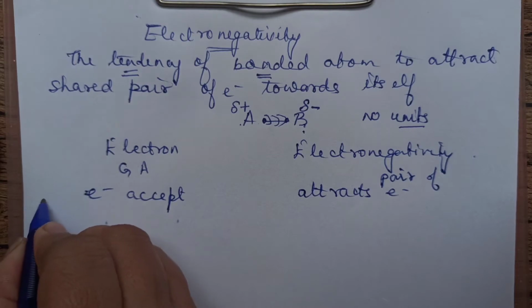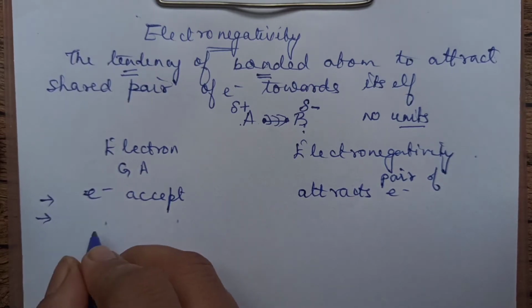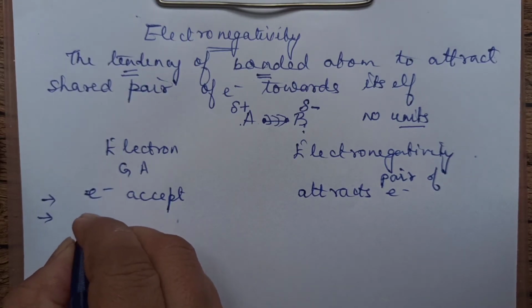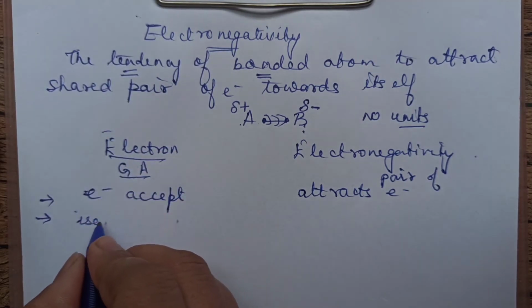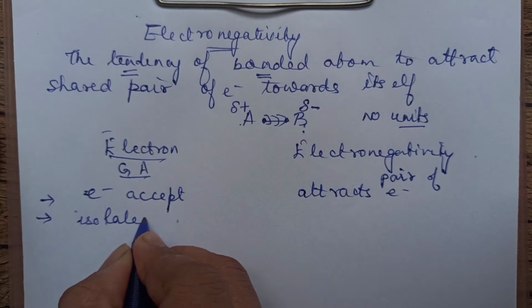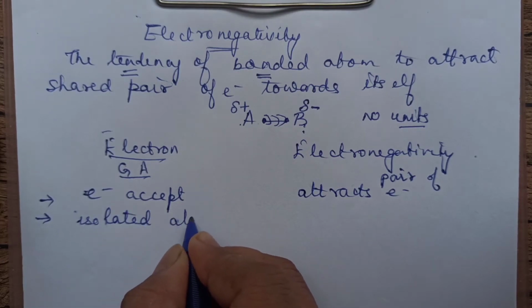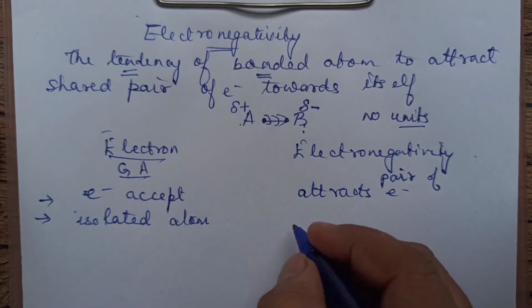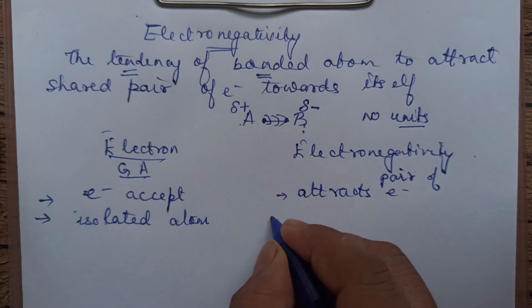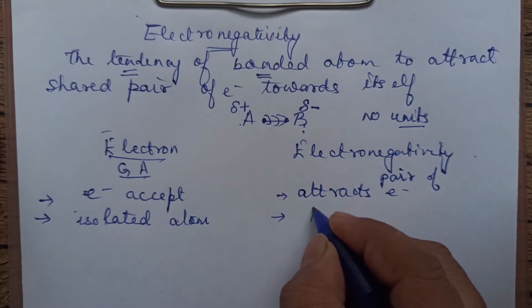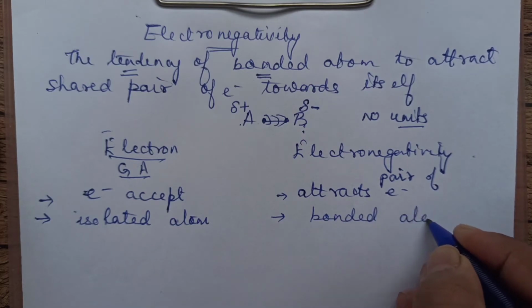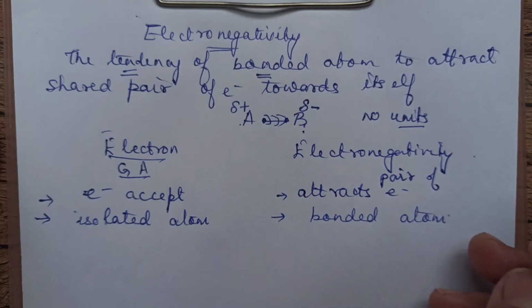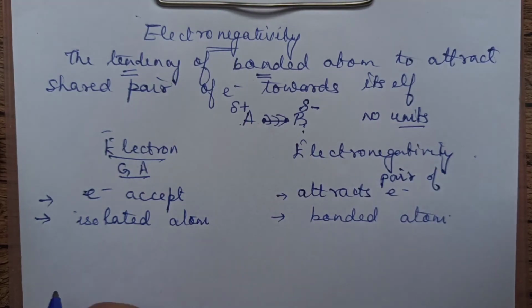The second difference is, electron gain enthalpy is the property of isolated atom, whereas electronegativity is the property of bonded atom. A bonded atom will have a tendency to pull the electron pair towards itself.